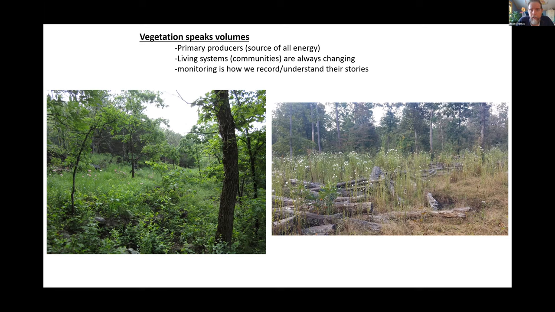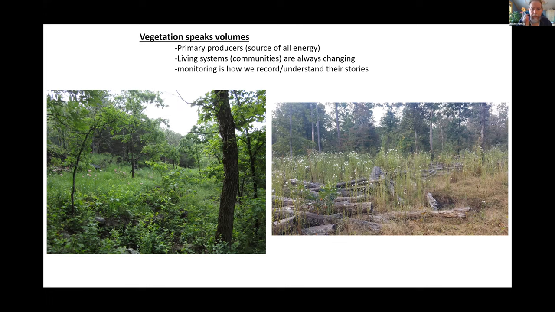When you look at the community-level dynamics of vegetation over management time, plants are the key, because they're the primary producers. All energy that moves through systems starts with plants capturing light energy and making it into chemical energy, which literally fuels the entire system. And these systems are always changing.